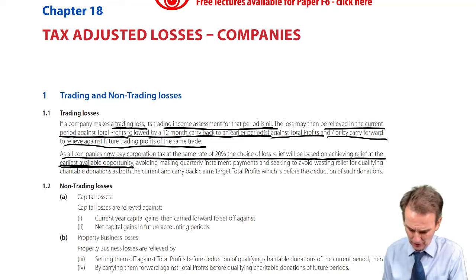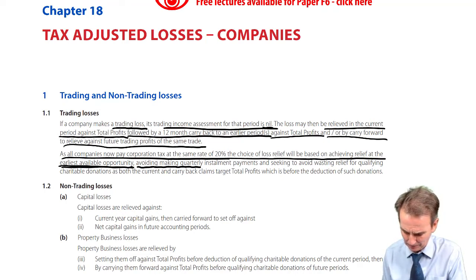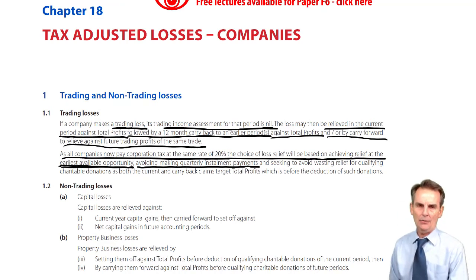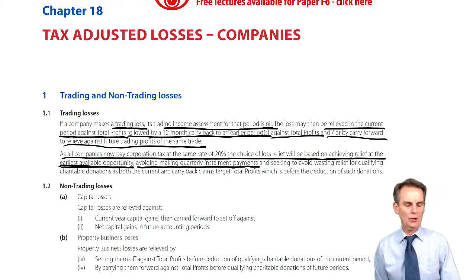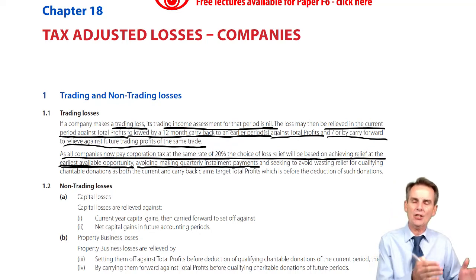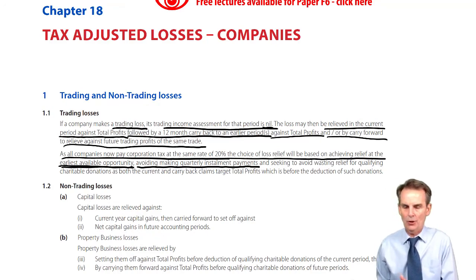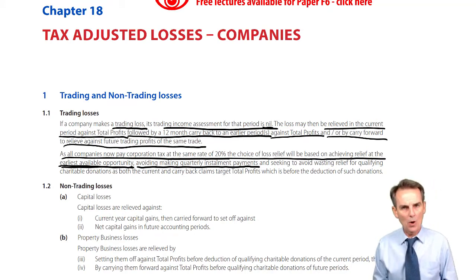Also, to do with cash flow, we'd like to use our losses to avoid making quarterly instalment payments. That's a trickier one to get our heads around. Now, we don't yet know, and we won't until chapter 23, exactly how the quarterly instalment payment system works. But it means you are paying tax sooner rather than later. You don't want to do that. So if you could avoid quarterly instalment payments rather than paying sooner, you'd pay under the normal system 9 months and 1 day after the end of the accounting period.